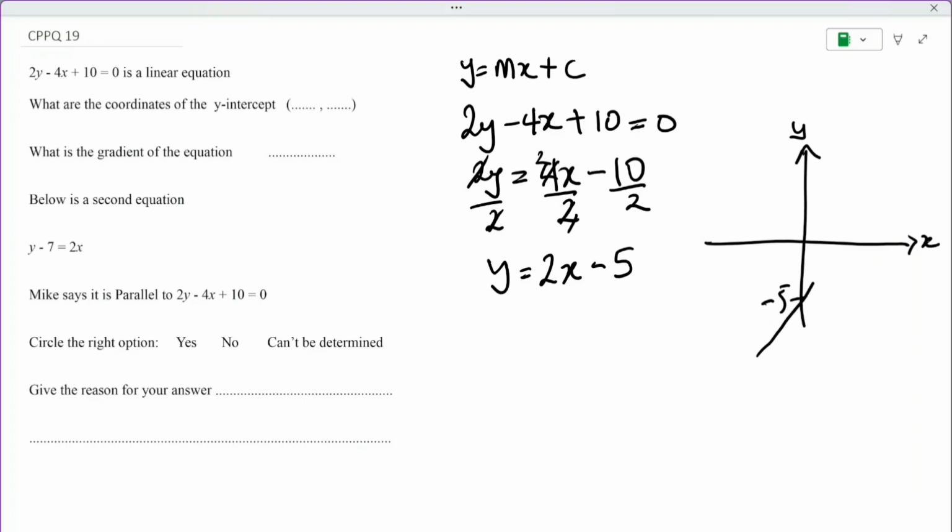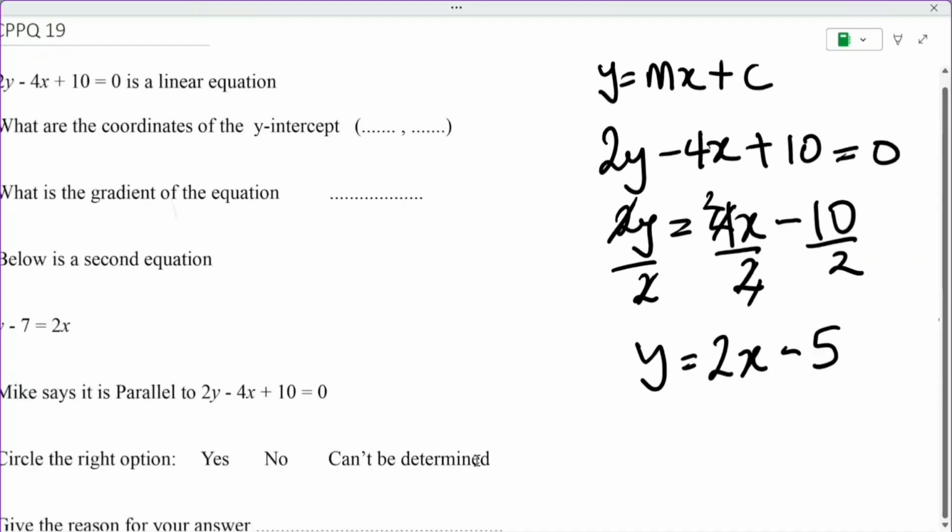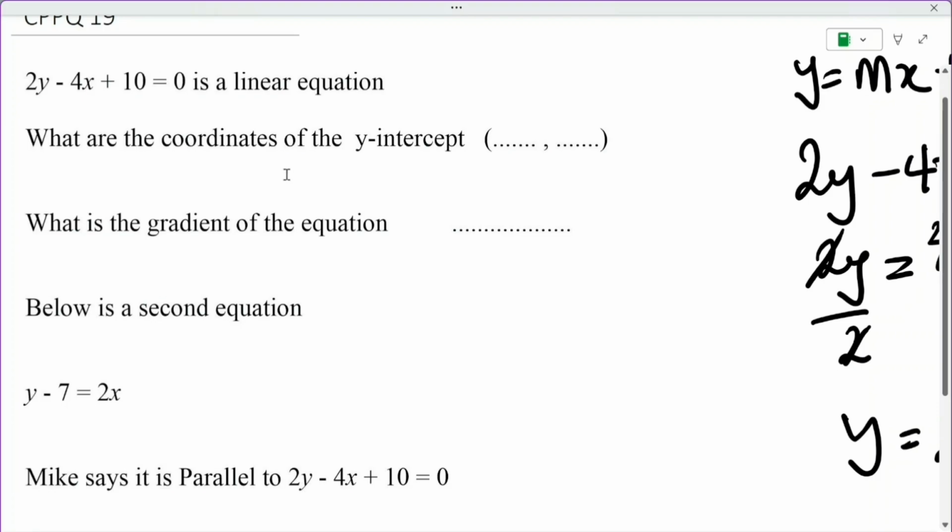The line can go like this. Let's just take the line goes like this. That means the line crosses the y-axis at negative 5. And at this point where it crosses the y-axis, the x-coordinate is 0. It's at x is 0, y is minus 5. So the coordinates of the y-intercept is x is 0, y is minus 5. You write the x coordinate before the y coordinate. So back to the question, the coordinates of the y-intercept are x is 0, y is -5.